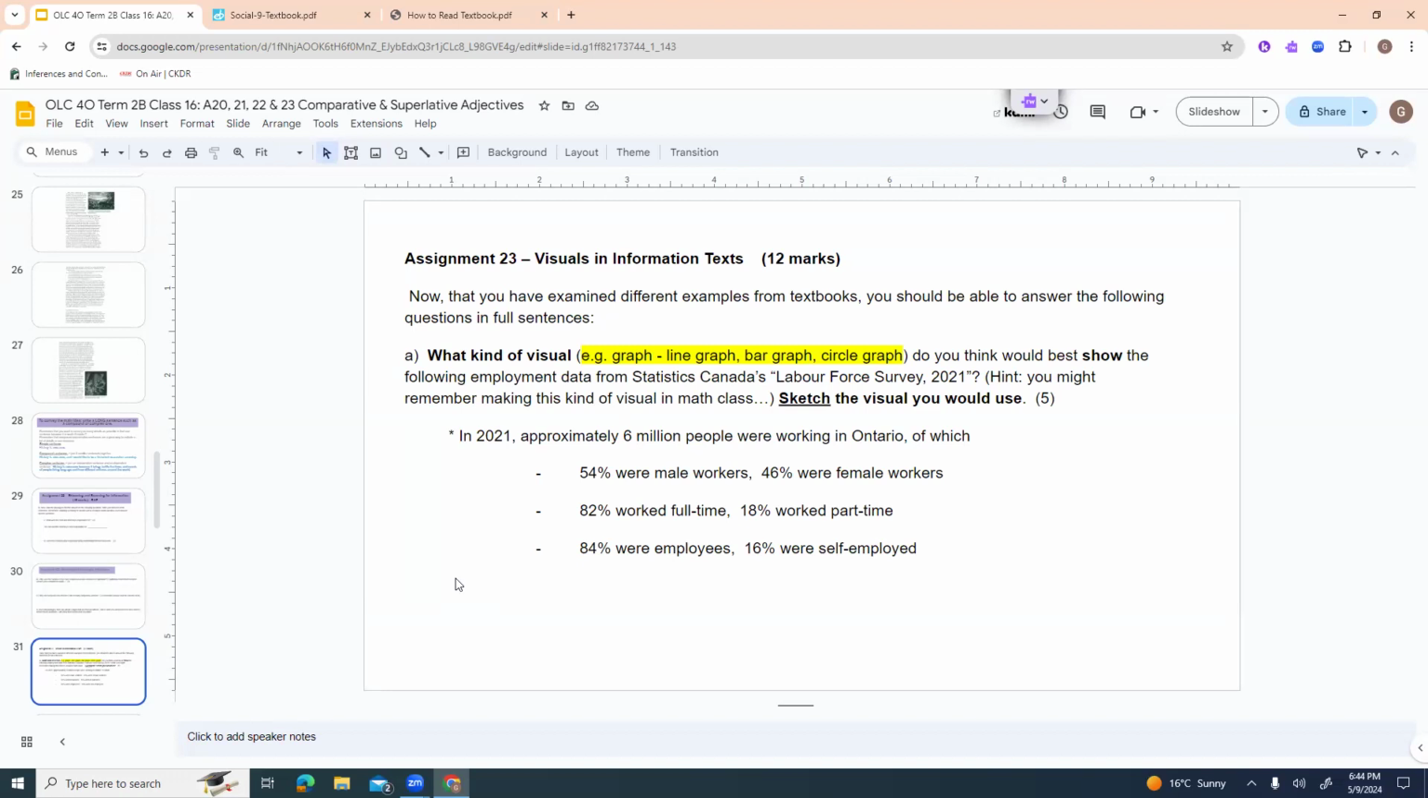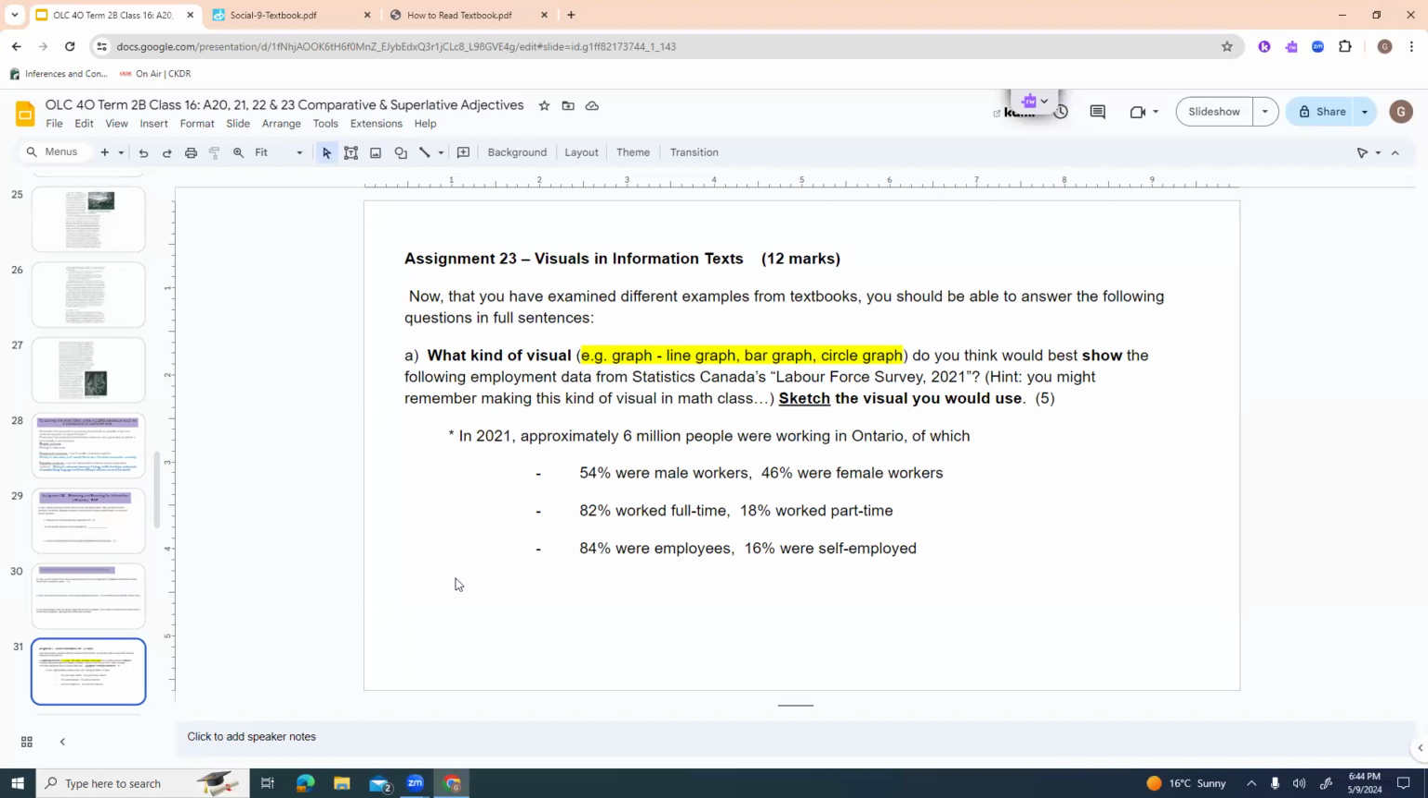The part up top, I'm going to read it and then I'll come back to the explanation. What kind of visual, for example, a graph such as a line graph, bar graph, or circle graph, do you think would best show the following employment data from Statistics Canada Labor Force Survey 2021? So hint, you're making this kind of visual in math class. I don't know if we need the hints. They just explained it. Sketch the type of visual you will use, okay? This is worth 5 marks.